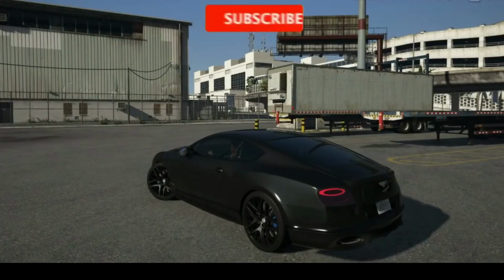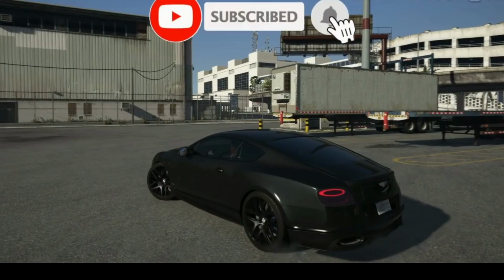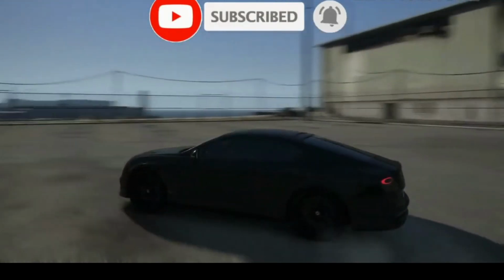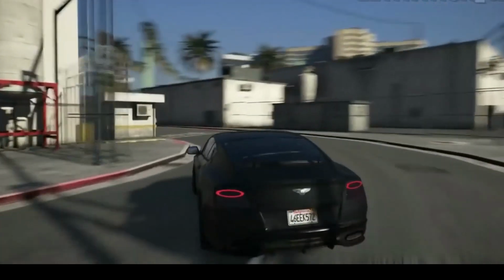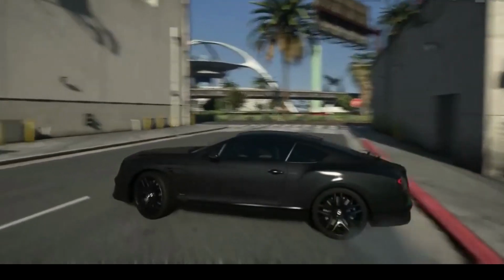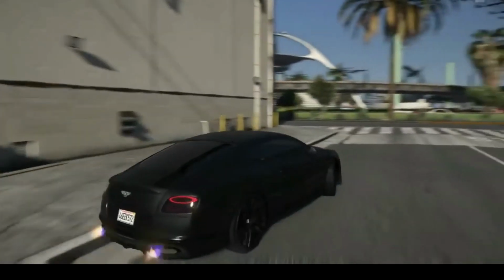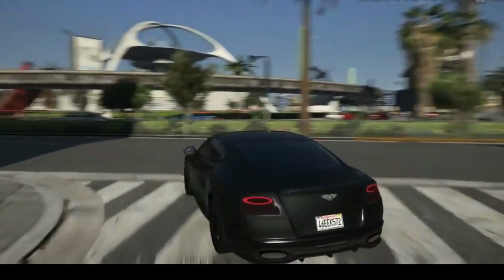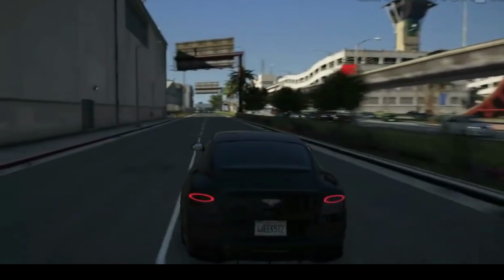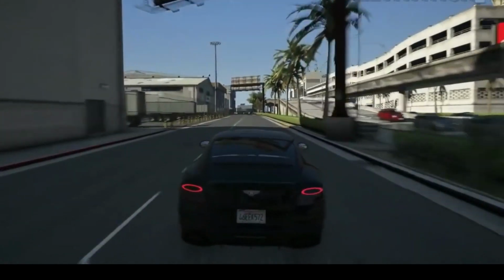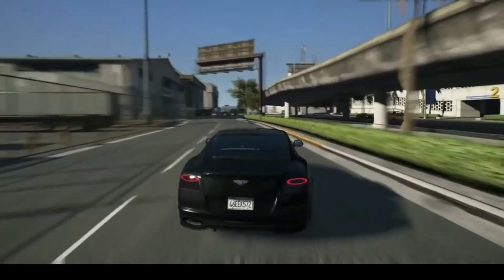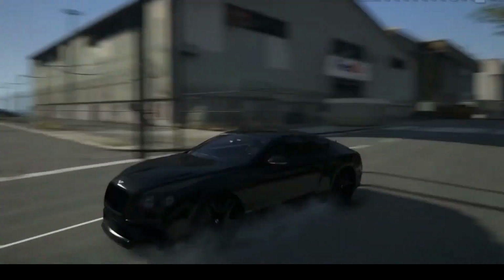GTA 5 is not a low-end PC game, and it's nowhere close to photorealistic graphics. But an AI research group from Intel, yes, our Intel, has taken GTA 5's graphics to the next level of photorealistic graphics. With their AI learning experiment tool that uses an AI rendering technique, GTA 5 is made more realistic.